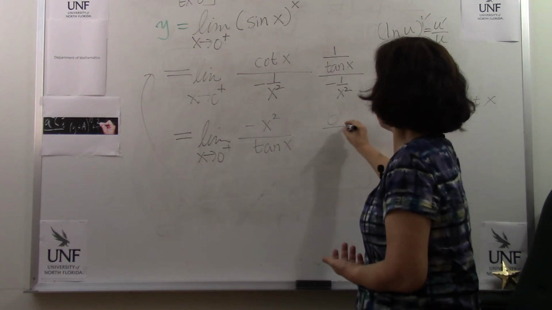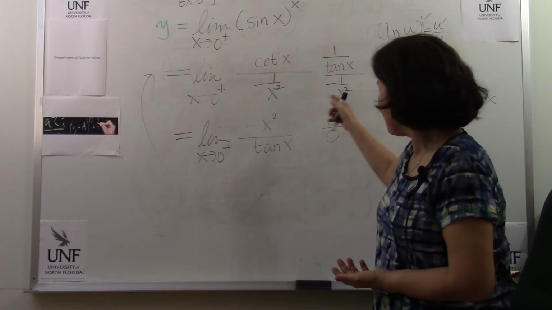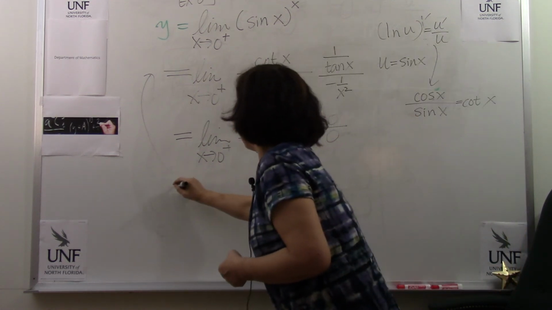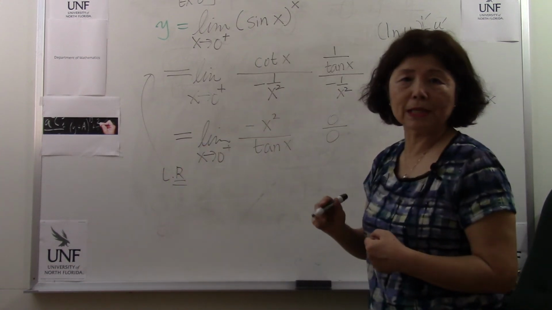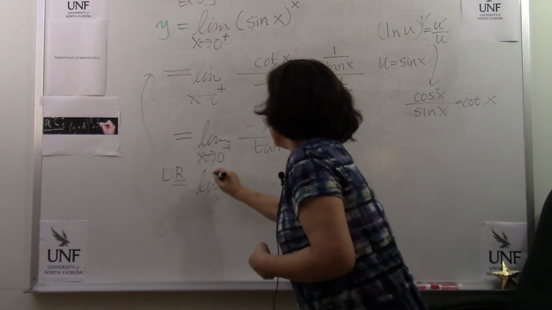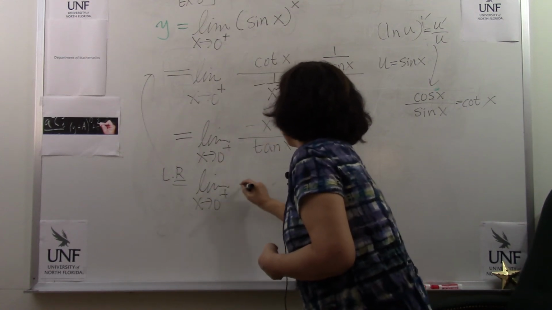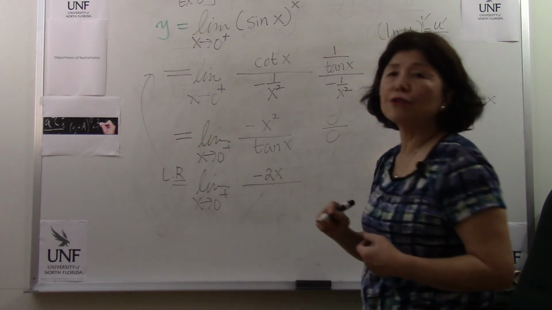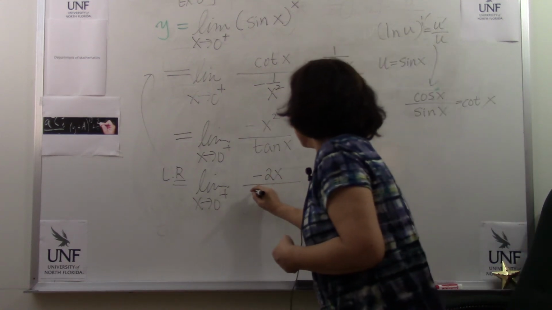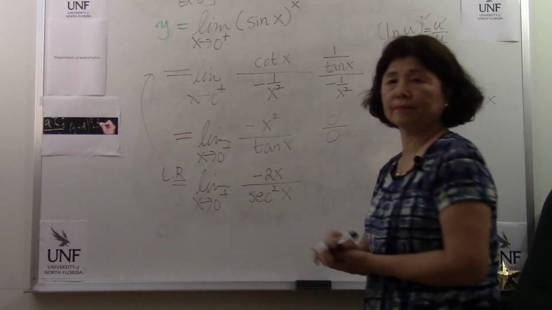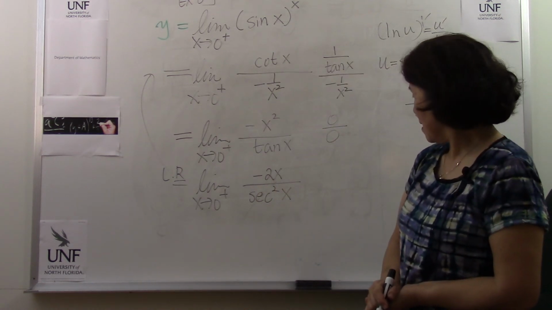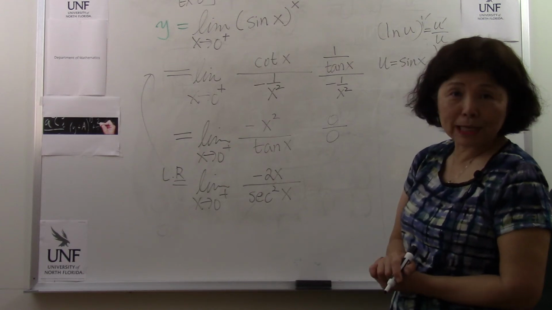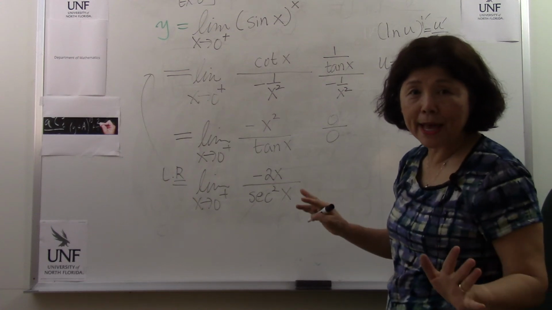Well, this is 0 over 0 in indefinite form. Yeah, I'm sorry, not indefinite. Indeterminate form. So what can you do? Let's use L'Hopital's rule. So here we go. Limit x goes to 0 plus, derivative of negative x squared is negative 2x. Derivative of tangent x is secant squared x. Okay. What do you think? Are you ready to apply L'Hopital's rule again? Not so fast, okay? Not so fast.